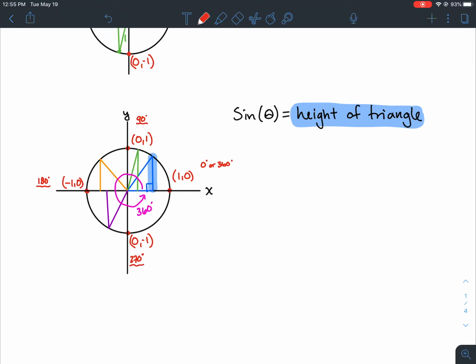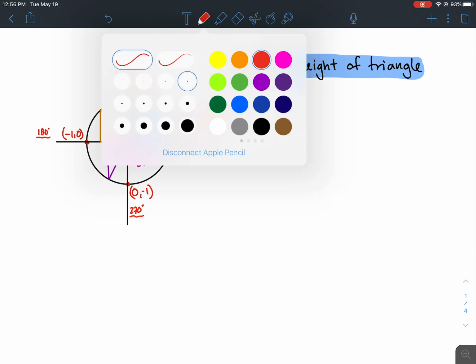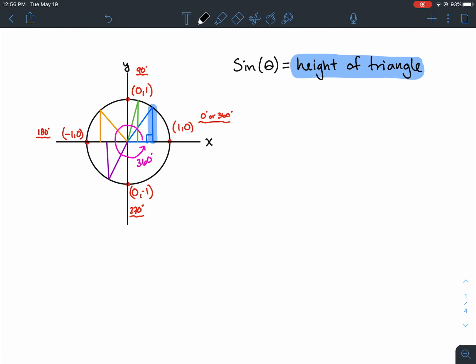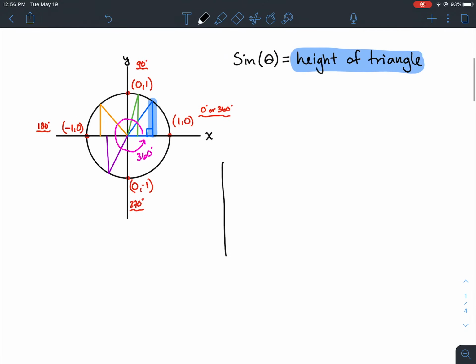And so we're going to look at these degrees and say, okay, let's use these as our key points, and then we can fill in the middle stuff if we need to later. So with sine, we're measuring how tall something is, or the height of that triangle. So when we look at our graph, we're going to have a maximum of 1 and a minimum of -1.